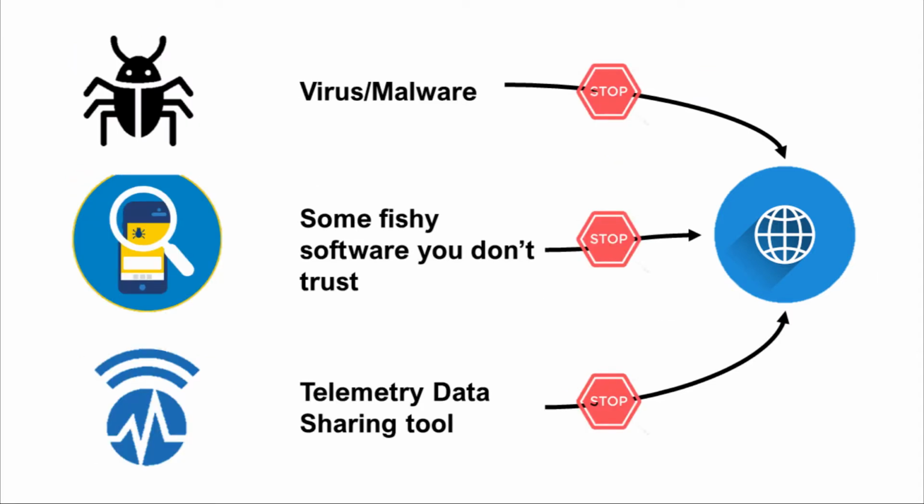Now, apart from this software, there is some unwanted software which might be installed on your system. There are viruses, some fishy software which you might have installed, like an audio converter, video converter, or some sharing app, and it will start sending data over the internet. It might be your personal data. It might start downloading something from the internet. So viruses, and apart from that, there is a telemetry data sharing tool built into all the software.